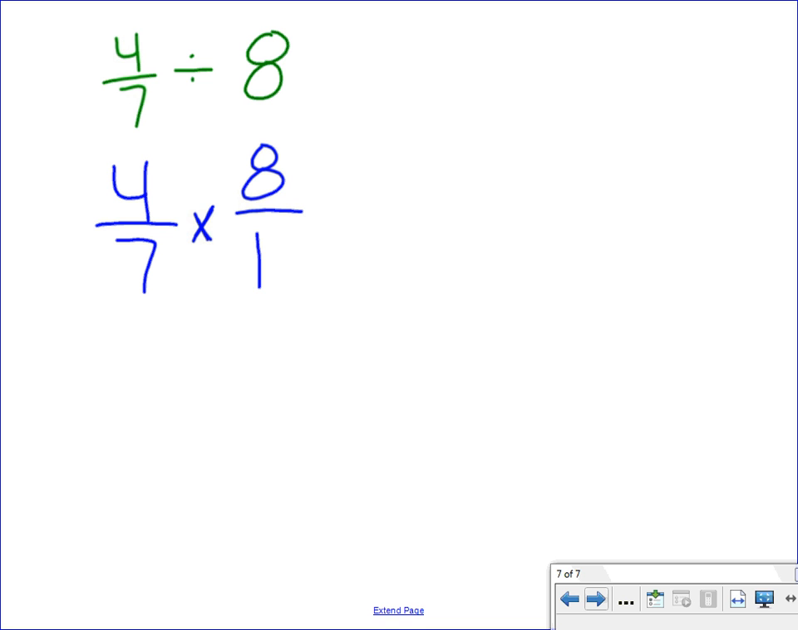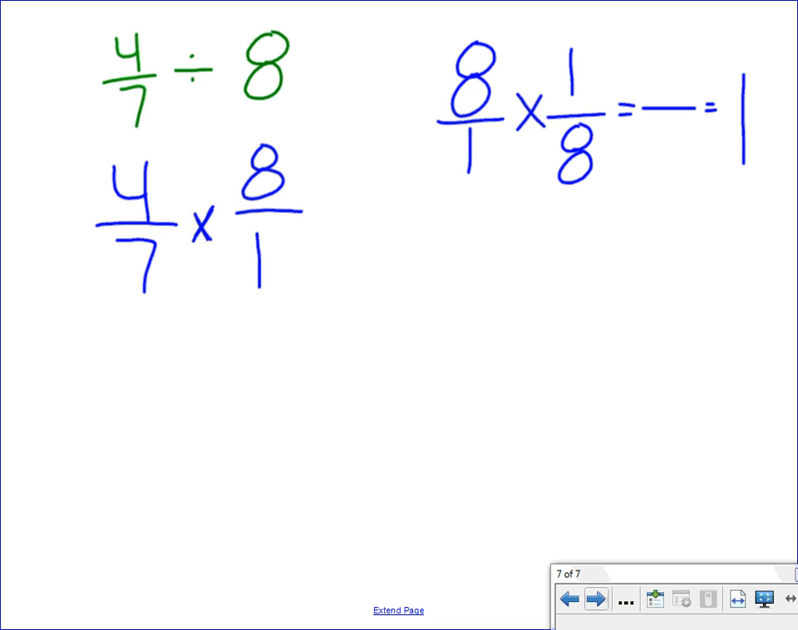And then we can go ahead and multiply. Not so fast. That's where the mistake comes in. Because 8 over 1 is the fraction form of the whole number 8. We still have to write a reciprocal. So the fraction that goes with 8 over 1 to give us the whole number 1 is 1 over 8. We still have to make sure that we flip this fraction. So 8 over 1 is not what we want to multiply by. We want to multiply by 1 over 8. You still have to make sure you flip that fraction and find its reciprocal like we did over here.